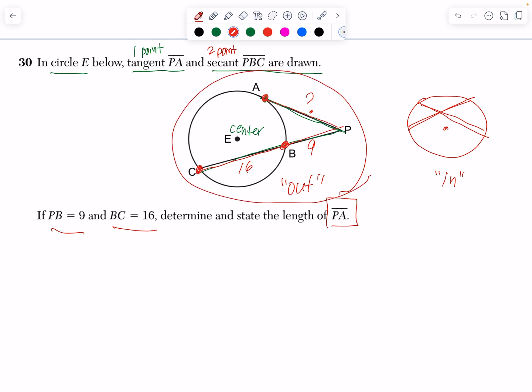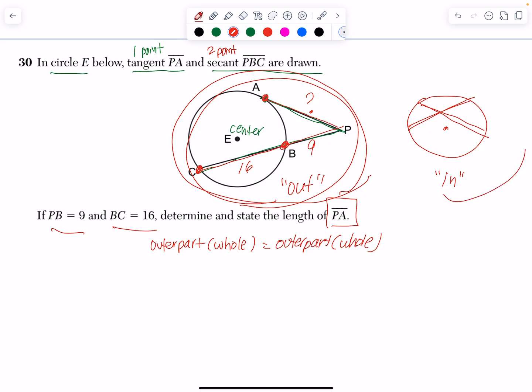So the formula is actually quite simple. It's outer part times whole equals outer part times whole. Keep in mind in both situations, whether it's an outside situation or inside situation, you have to look at one line segment at a time.